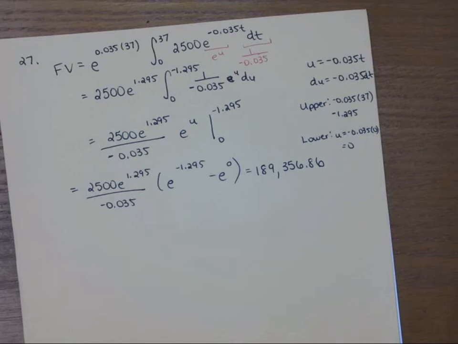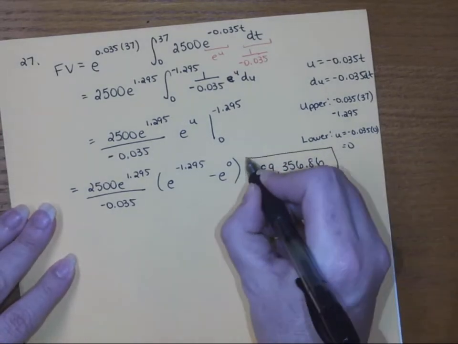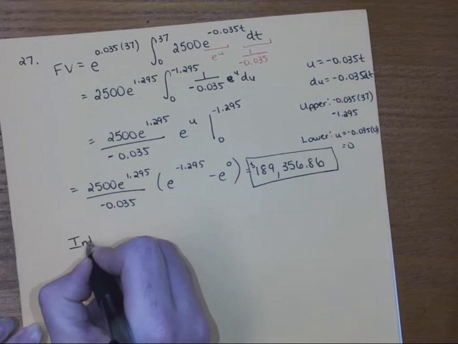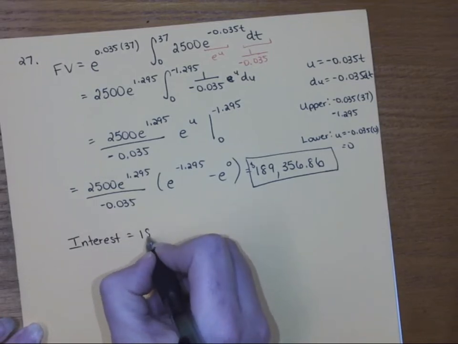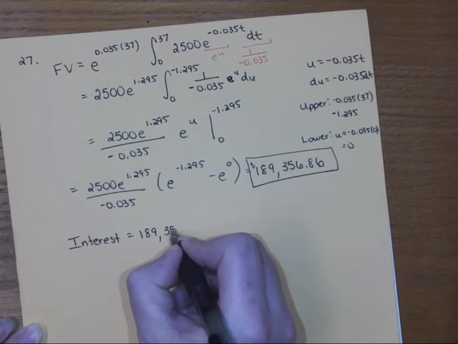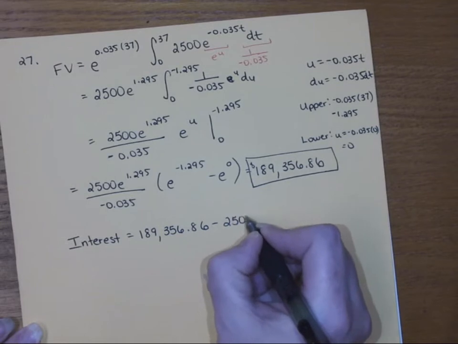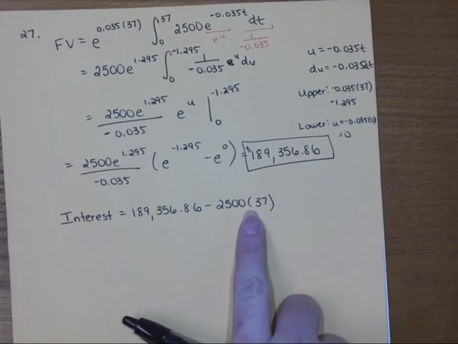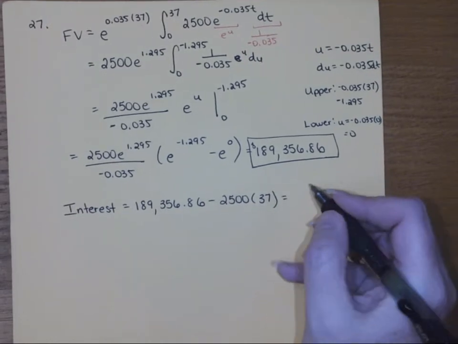Let me read this problem. It says, how much of this is interest? Okay, so this is one of the things I asked for. So how much of this is interest? Well, for that, you're going to have to figure out how much they're actually putting in. So this is going to include interest. So if you take the 189,356.86, remember, they're putting in $2,500 each year for 37 years. Okay, so this is actually the money they're putting in, so it's not included in the interest. It's part of their money, but they won't include it in the interest.